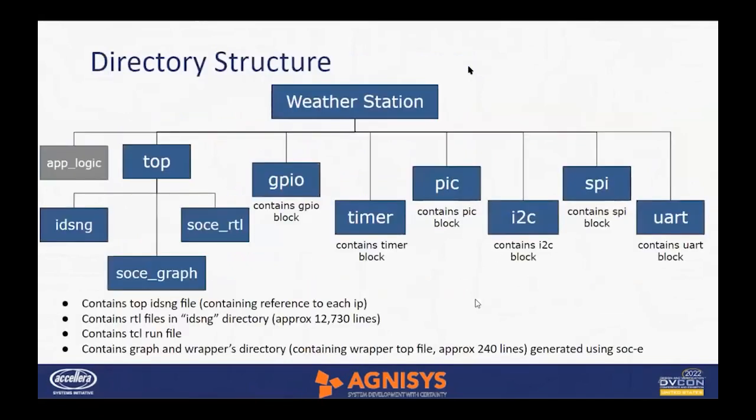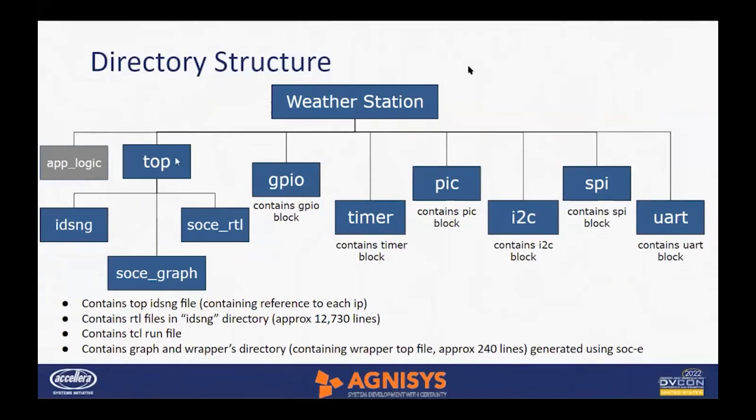The slide here shows the directory structure. The part represented in blue is automatically generated with the help of IDS-NG, and only the application logic module in gray is created by the user. Here you can see various IPs such as GPIO, timer, PIC, I2C, SPI, and UART. All these directories contain the code for these IPs, which are automatically generated with the help of the slipg IP library available.